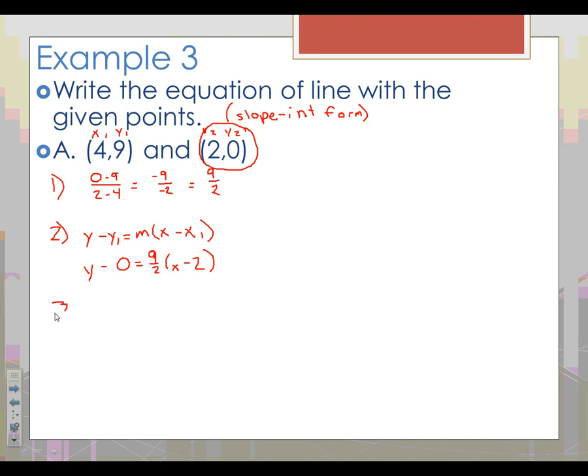And then the third step would be to change it into slope-intercept form, which means we want the y by itself. So this is a two-step problem. The left side you'll usually just copy down. You're going to have this on this side, so you could distribute it and get 9/2 x minus 9. And then whatever's over here you'll get rid of. This one's kind of special since it's a 0, which kind of gets rid of itself. So our answer would be y equals 9/2 x minus 9.